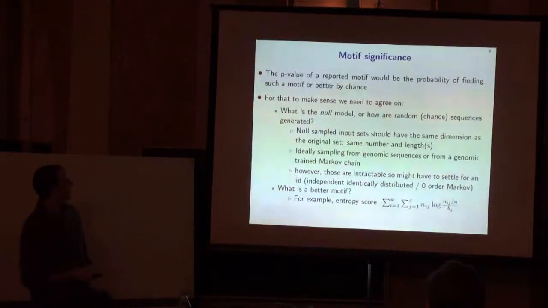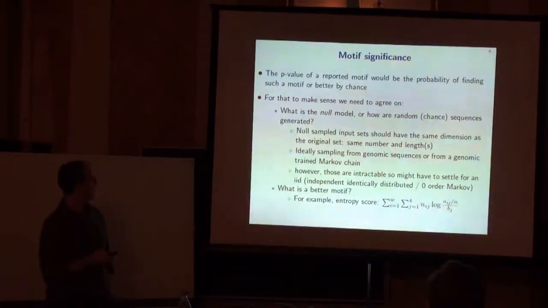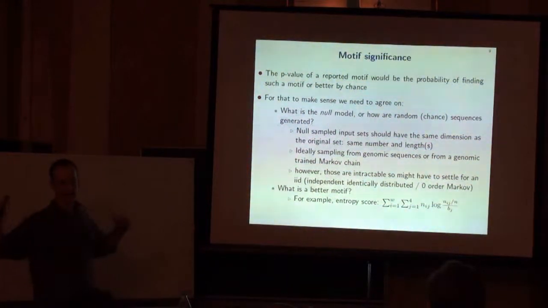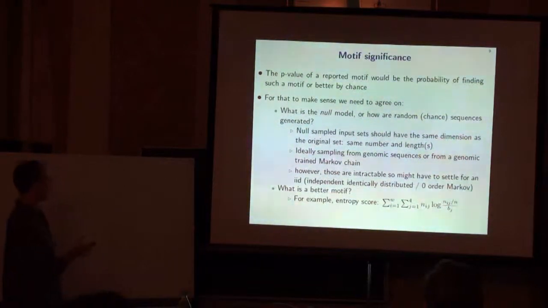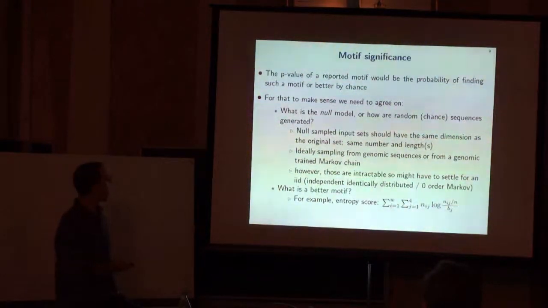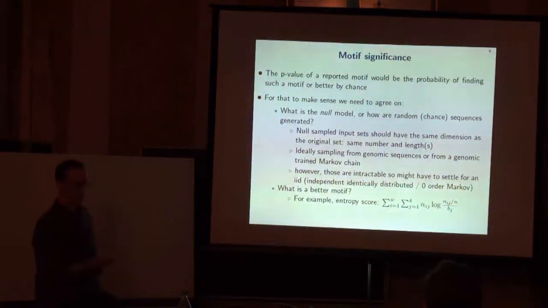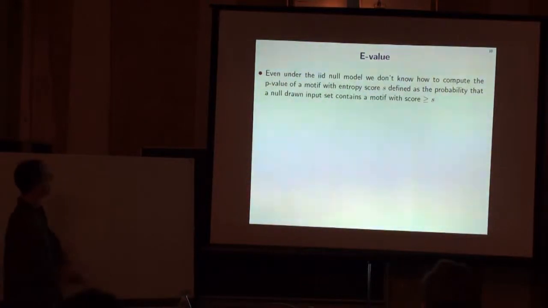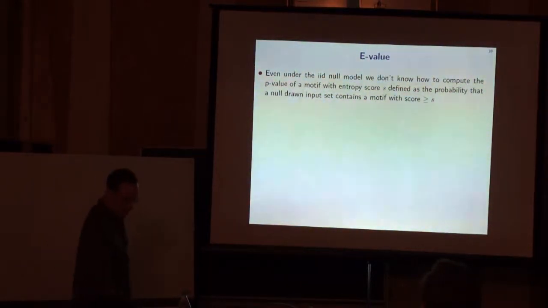Finally, we're asking, well, what's the probability of finding such a motif or better? So we need to somehow linearly rank the motifs, and one way we might do that is using the entropy score, which we've seen before. Okay, so now we have some idea of what we need.